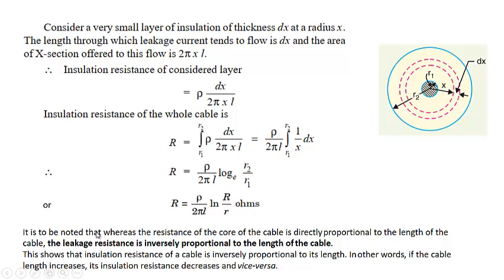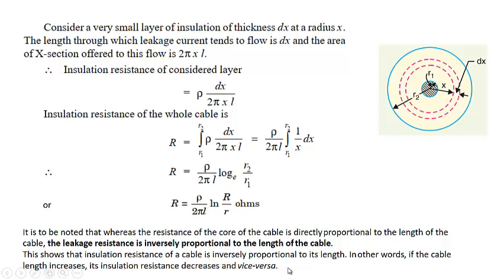Here is one important point to be noted: the resistance of the core of the cable is directly proportional to the length of the cable. As length increases, resistance increases. But the leakage resistance is inversely proportional to the length of the cable. You can see over here. It is because the flow of the current is not along the conductor. It is normal to the surface of the conductor, from conductor to sheath. This shows that the insulation resistance of a cable is inversely proportional to the length. In other words, if the cable length increases, the insulation resistance decreases, and vice versa. This is a very important point regarding the insulation resistance.